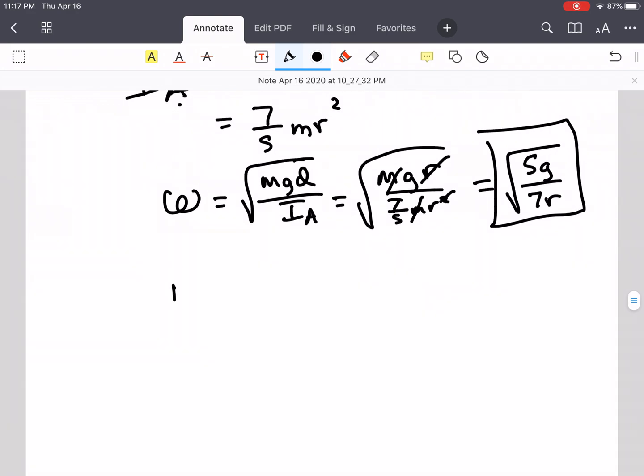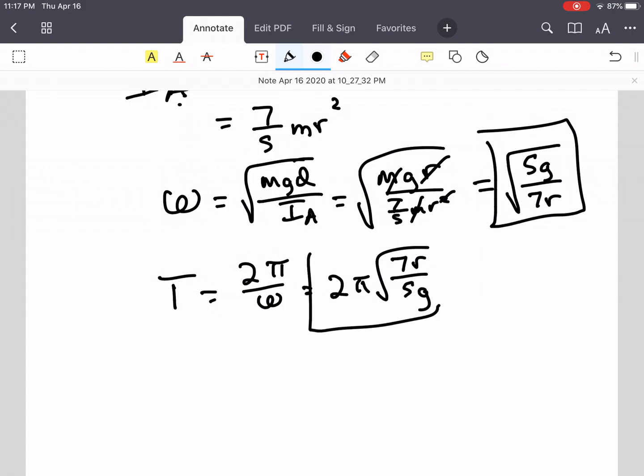And if I want to get the time, which is what the problem asks for, that's just 2 pi over omega. Or in other words, it's 2 pi times the square root of 7r divided by 5g. So that's part A, the period of the sphere.